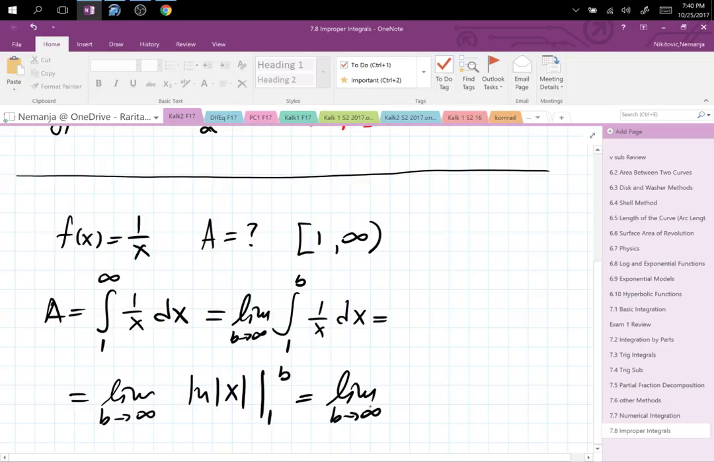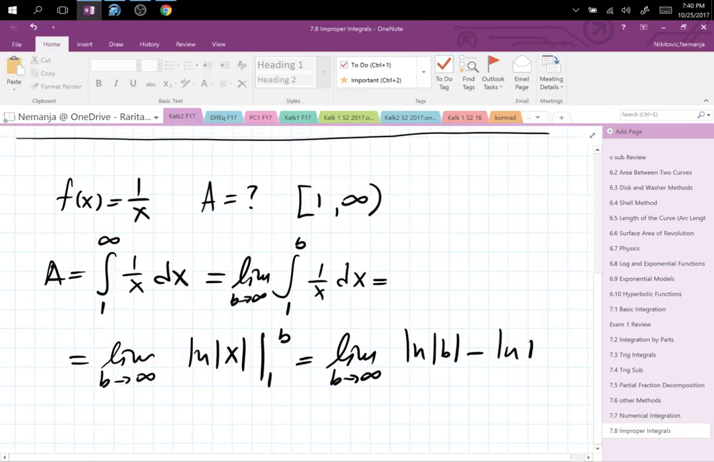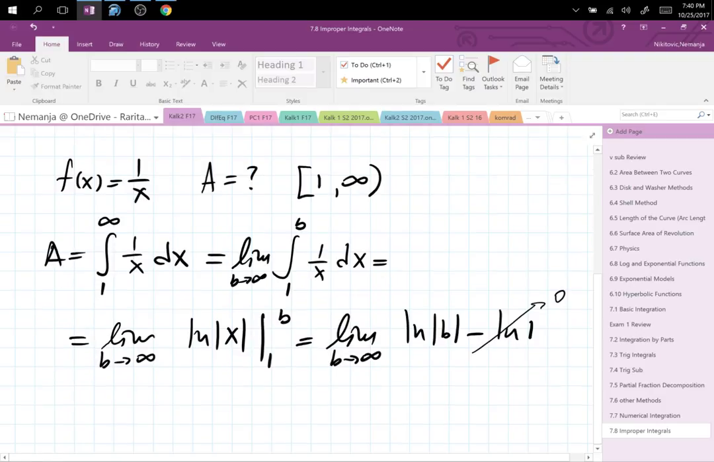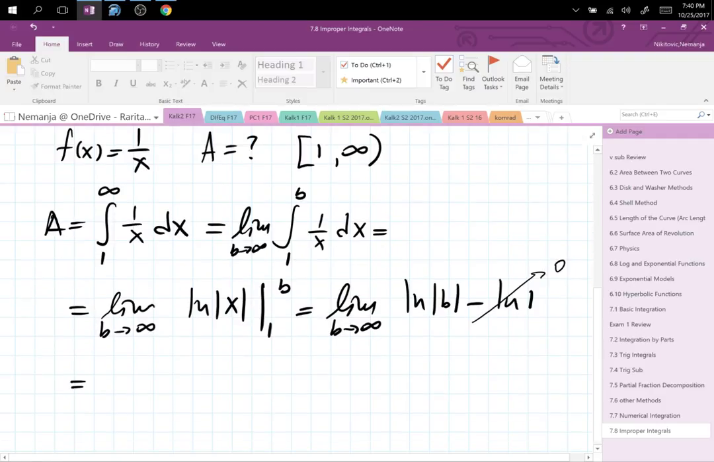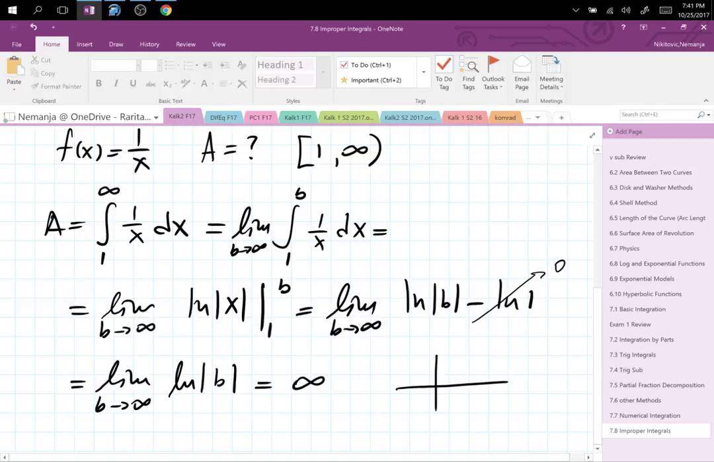And now you have your ln b minus ln 1. ln 1 is 0. So we're good there. Now what's ln of infinity? It's infinity. If you take a look at the end behavior, as x goes to infinity, the y always goes up to positive infinity.